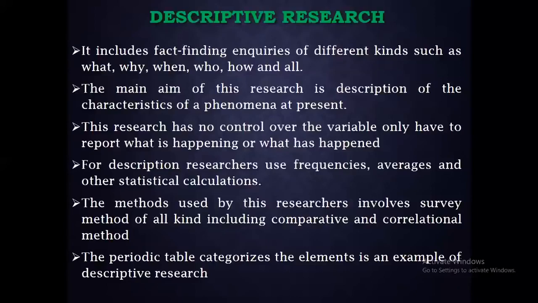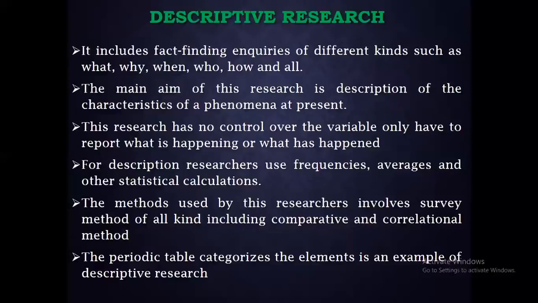First one is the descriptive research. What do you understand by descriptive research? Descriptive research includes the fact-finding inquiries of different kinds, such as what, why, when, who, how, and all. The main aim of this kind of research is description of the characteristics of a phenomenon at present. Basically, it is a fact-finding investigation which is aimed at describing the characteristics of an individual or a group.